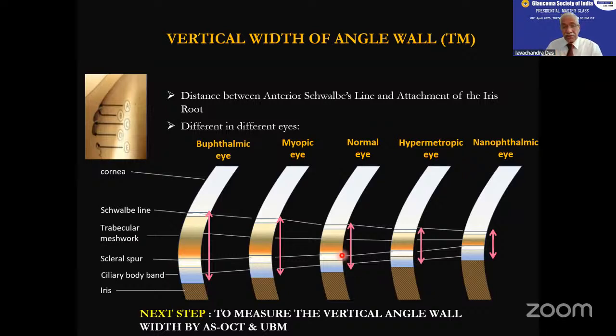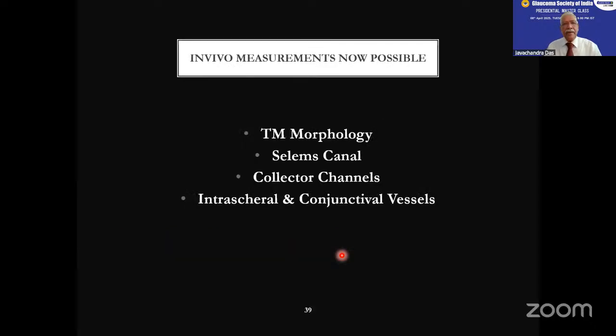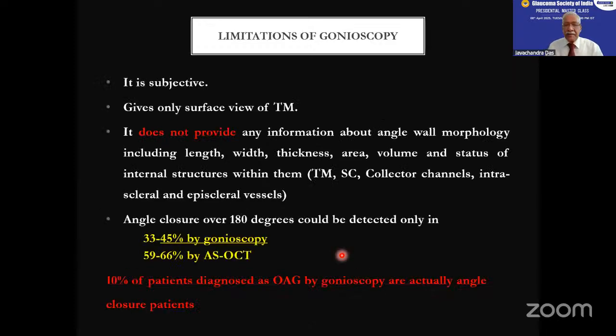So now, fortunately, we have been able to measure the angle, because till now we have not been able to really measure the morphology. Now we have been able to measure the vertical width of the angle. In open angle glaucoma it is nearly 811 micrometers, and in closed angle it is 573. And now we have been able to scale in vivo measurements of the TM morphology, Schlemm's canal, collector channels, and even intrascleral channels. But even then, gonioscopy has its own limitations.